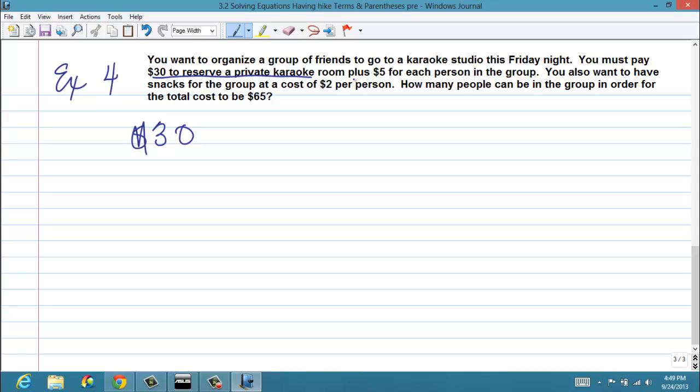Plus 5 for each person. So we don't know yet how many people, so plus $5 for each person, and we'll let the variable x represent the person. It also says you also want to have snacks at a cost of $2 per person, so we have to add to that $2 per person. And so now the question is, how many people can be in this group in order for the total cost to be 65? Meaning that when we add all of these up, we need it to equal no more than $65.